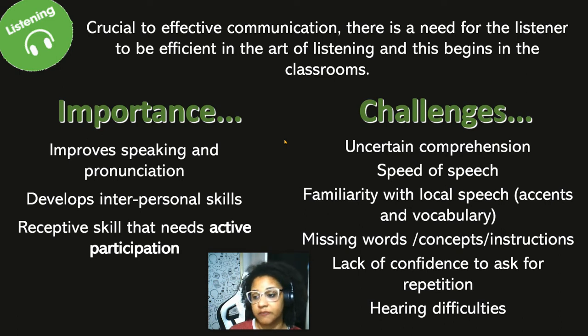Familiarity with local speech, accent, and vocabulary happens in all languages, not only in English. Missing words, concepts, instructions, lack of confidence to ask for repetition, and hearing difficulties. Those are all the challenges we are going to face when we present listening activities in our lessons.